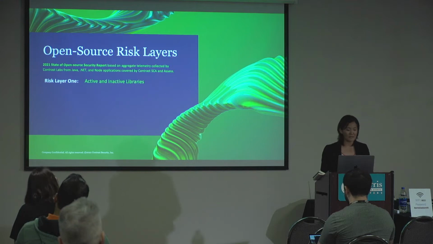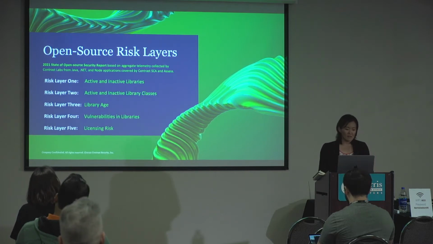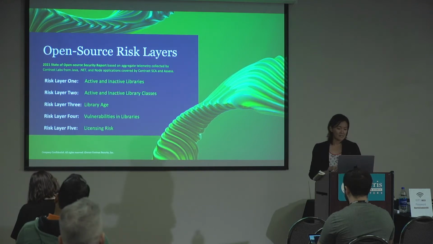So we have 5 layers. Everything's a layer in security. Risk layer, we need better names for these things, right? But anyway, we got 1, 2, 3, 4, 5. And I'm going to go through each one of these, so I won't read them straight out to you. But the takeaway here is there's a better way of doing risk prioritization.